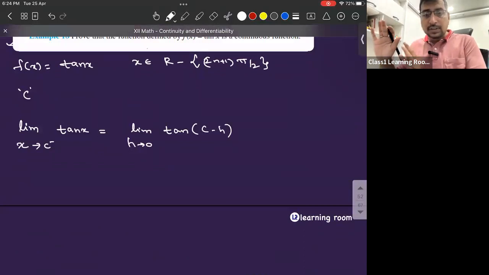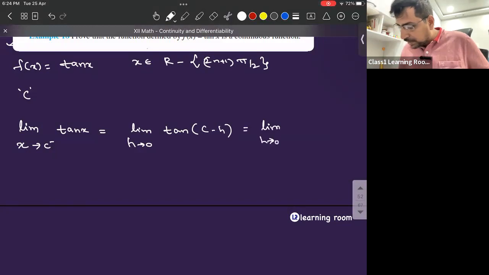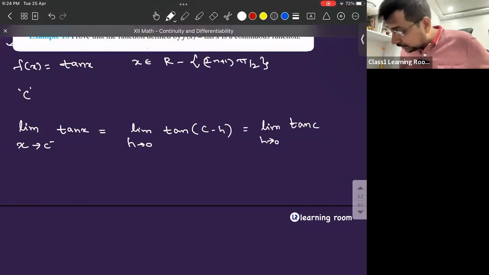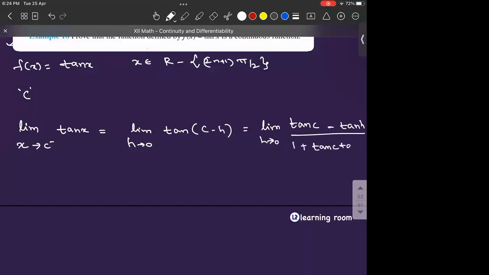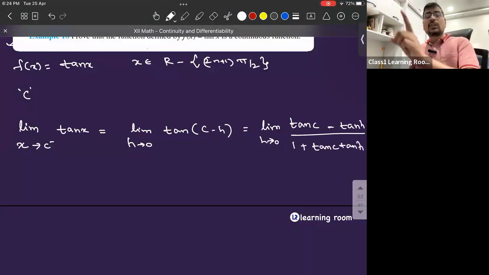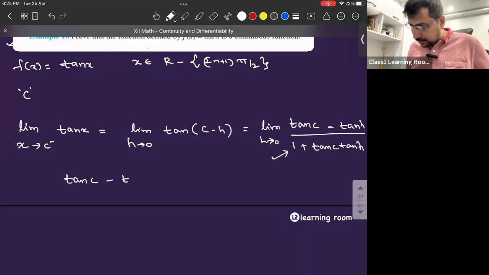I don't know how the solution in the textbook is given. I'm showing you the detailed analysis of left limit, right limit, and function value. So this is limit h tends to 0, tan of c minus h. Tan of A minus B is tan A minus tan B by 1 plus tan A tan B. So I should substitute the limit h tends to 0. I'll get tan c minus tan 0 divided by 1 plus tan c into tan 0. Am I right?